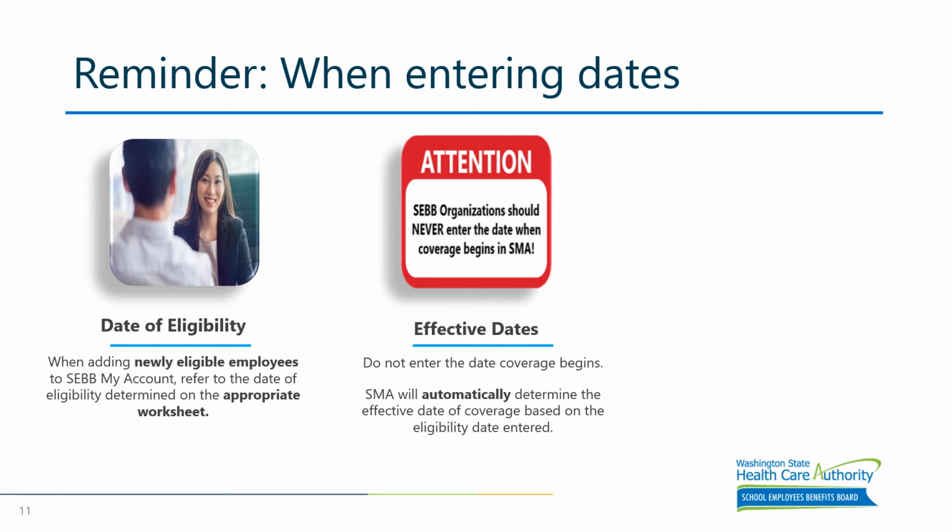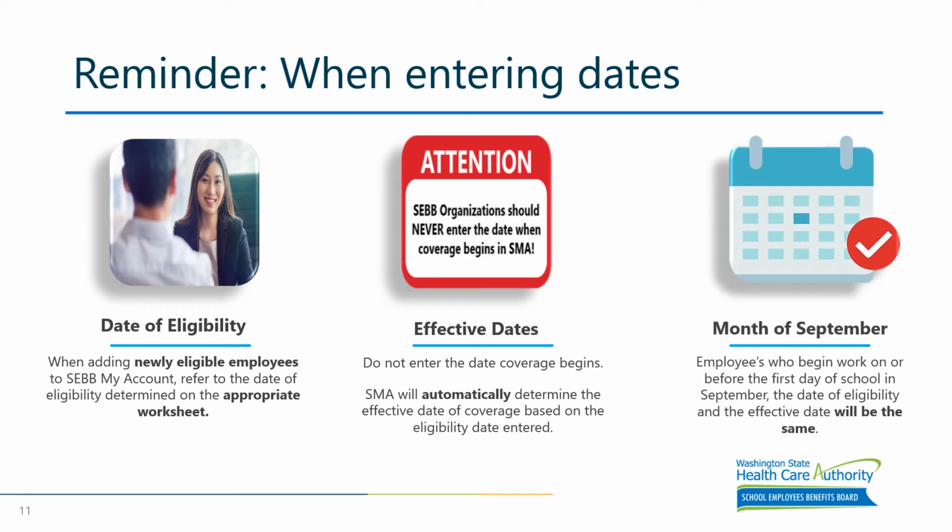And again, you never want to enter the date coverage begins in SEBB My Account. This is automatically calculated based on the date of eligibility that's entered. And then lastly, for the month of September, for employees who begin work on or before the first day of school, the date of eligibility and the effective date will be the same.